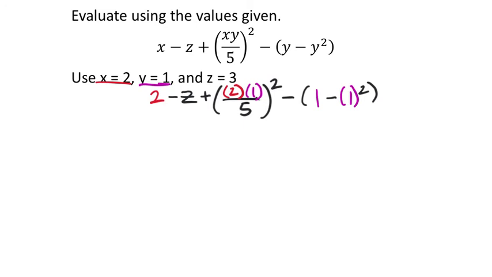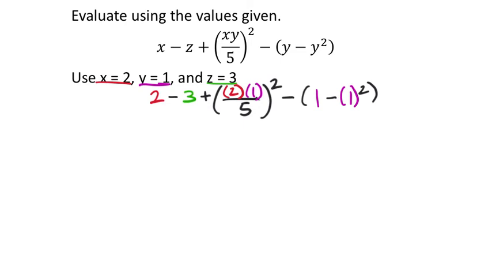So, we now have the Z also, so let's go and replace the Z with 3. There it is, only one Z. And it is 3. Well, that sets up our expression, and all we got to do is use the order of operations.